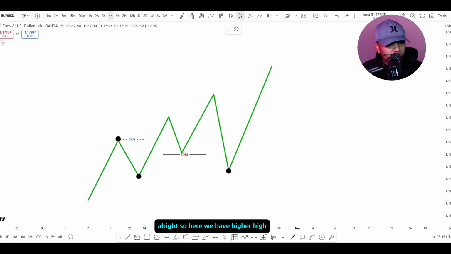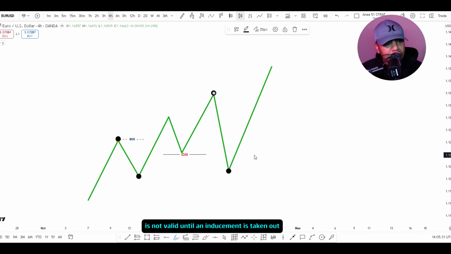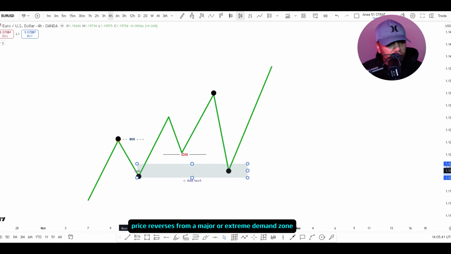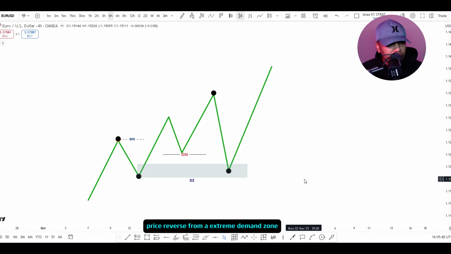All right. So here we have higher high, higher low, and then we have price coming down, taking out an inducement. Once the inducement is taken out, then this higher high becomes valid. So for smart money traders, a higher high is not valid until an inducement is taken out. And right after the inducement is taken out, what happens after that? Price reverses from a major or extreme demand zone.